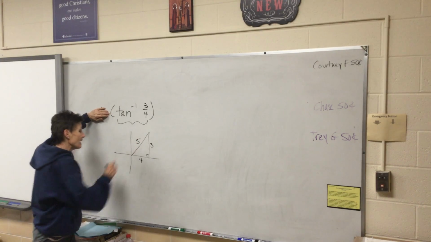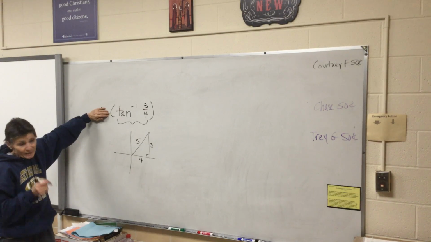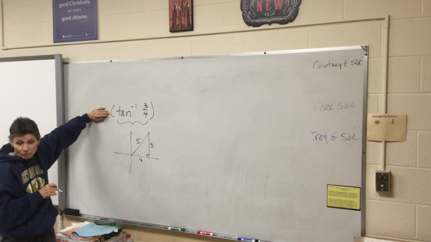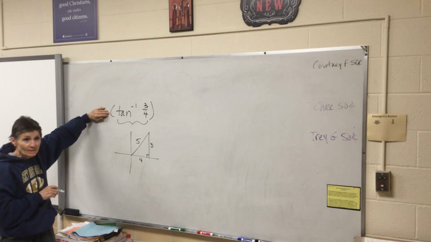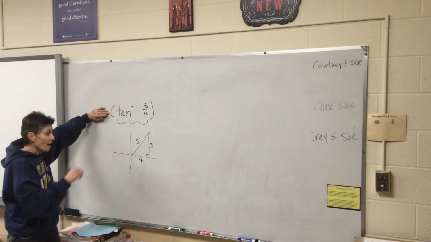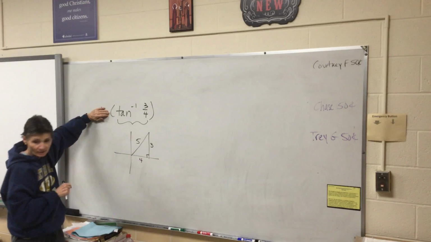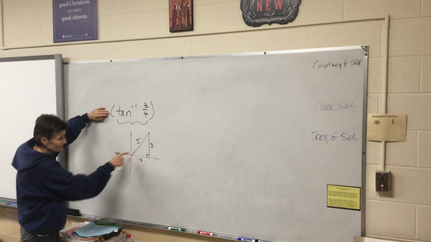Very good. Anybody have a question about where the 5 came from? We need to get that 5. We need to do the Pythagorean Theorem so that we have that side. 9 plus 16 is 25, and the square root of 25 is 5. Okay, good. Now, I still have no idea what that angle is. None of us know. We don't know what that angle is.